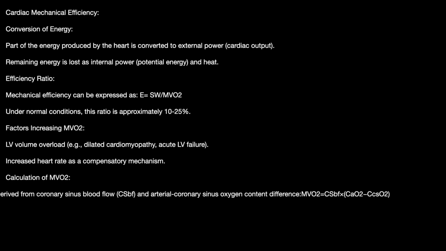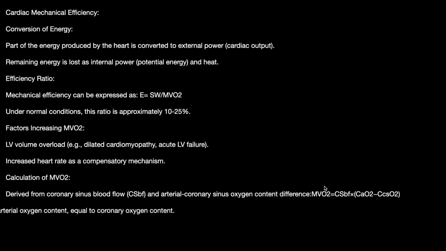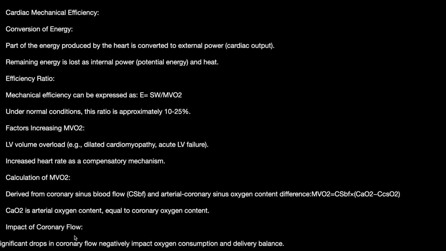Factors which increase the oxygen consumption are overload, that is cardiomyopathy or acute heart failure. Increased heart rate is a compensatory mechanism for this. Calculation for the oxygen consumption is derived from coronary sinus blood flow and the arterial coronary sinus oxygen content difference. So this is the oxygen content difference and the sinus blood flow, which gives us the oxygen consumption. CaO2 here is the arterial oxygen content minus the coronary sinus oxygen content. A significant drop in coronary flow negatively impacts the oxygen consumption and delivery balance.